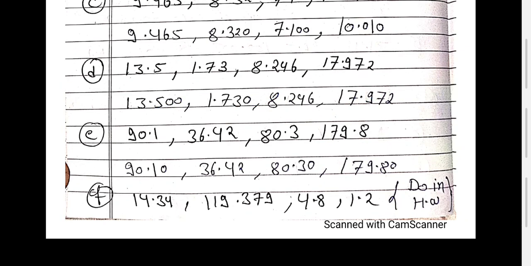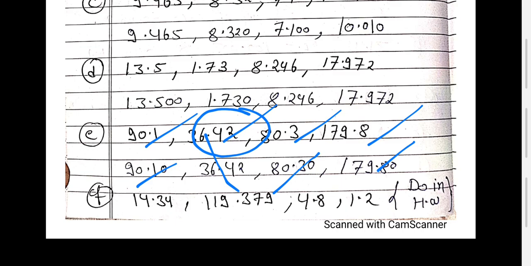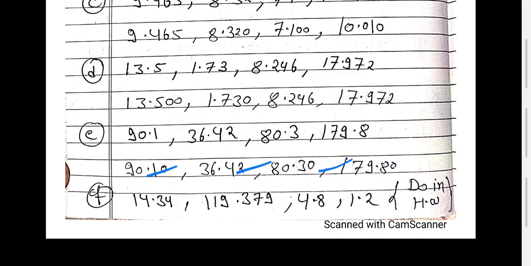Now come on E part. E part is 1 decimal place, 2 decimal places, 1 decimal place, 1 decimal place. So the maximum is 2 decimal places, so you have to increase the zero here, it becomes 2 decimal places, write the same, increase zero, 2 decimal places, increase zero, 2 decimal places. Now all are 2 decimal places, so they are known as what? Like decimals. F part you have to do by yourself in homework.